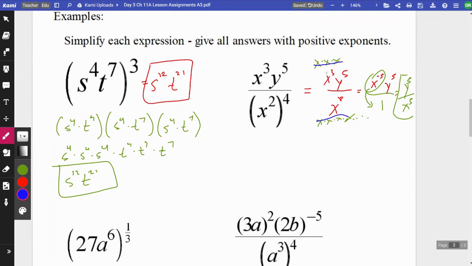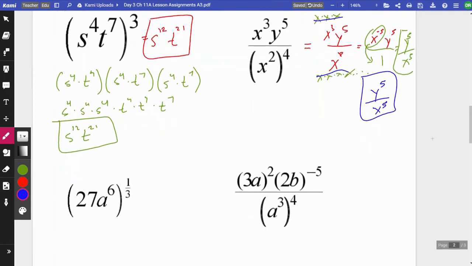3 of the x's on top canceled with 3 of the x's on the bottom, leaving 5 x's on the bottom. It's already on the bottom. There's no negative exponents. So this is y to the 5th over x to the 5th. Again, same answer. You can do it either way, whichever way you like better. I just stated my preference. I like to think of them as canceling them out instead of subtracting the exponents. But whatever.